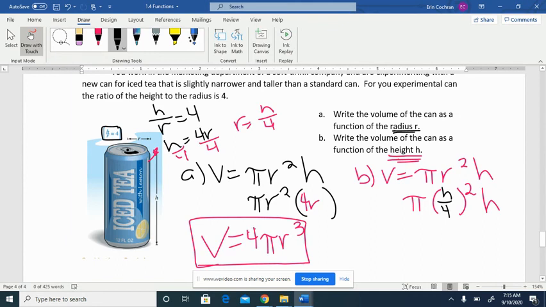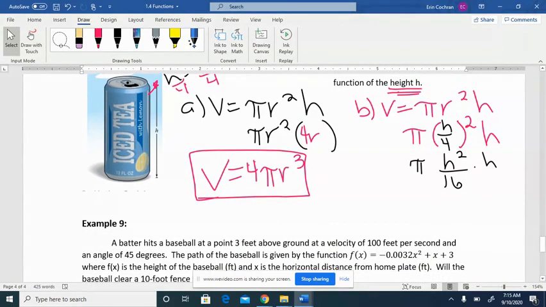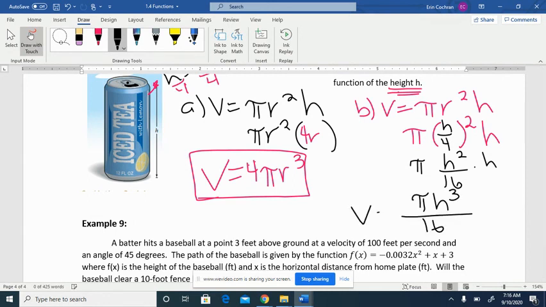Okay, so now order of operations says I'm going to square that first. So h squared over 16 times h. And now let's simplify a little bit. So h times h is h cubed times pi. So I'll put pi in front and then divide by 16. So the volume in terms of h is pi h cubed divided by 16. Okay.